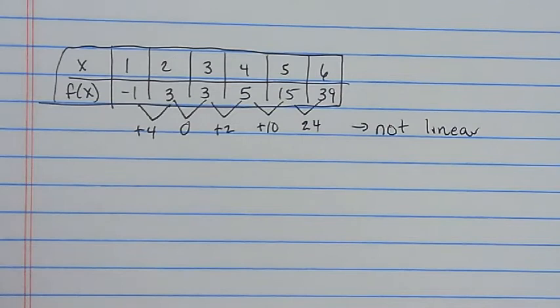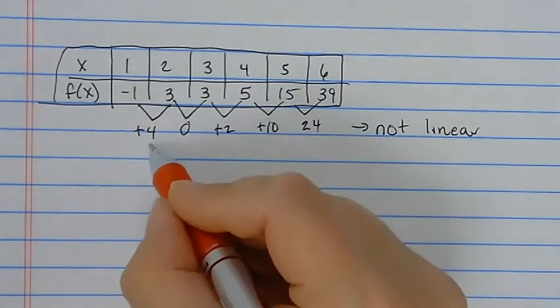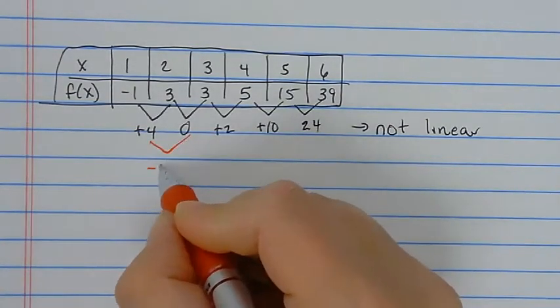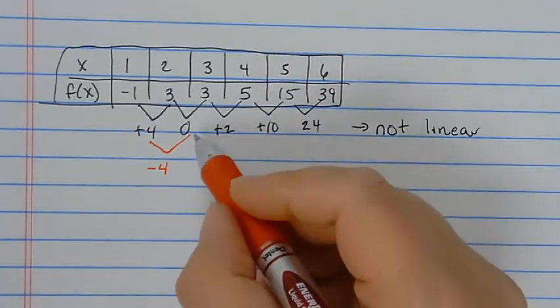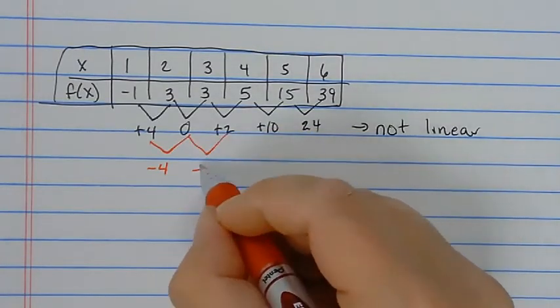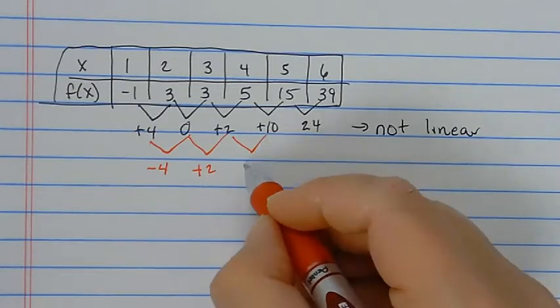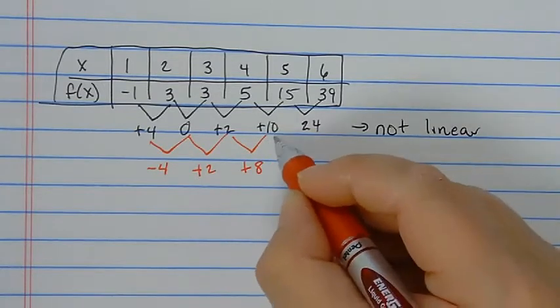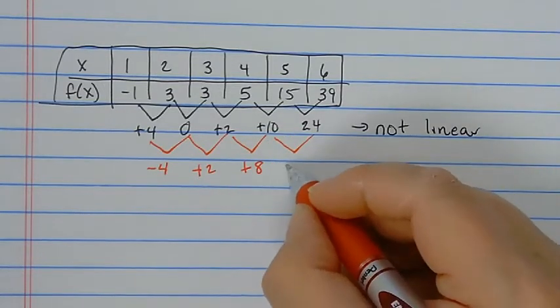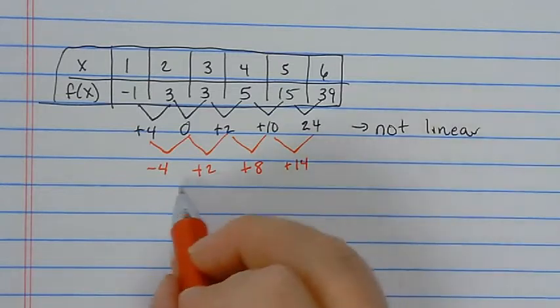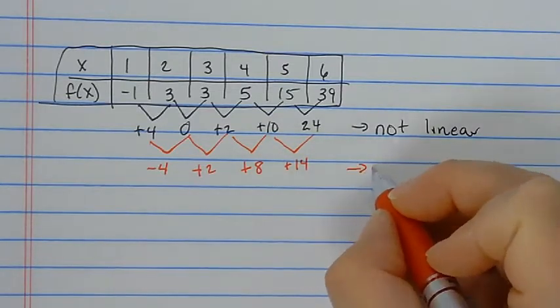All right, let's try this again to see if it's quadratic. From 4 to 0, that is down 4. 0 to +2 is up 2. 2 to 10 is up 8. And 8 to 24 is up 14. This is not constant, so it is not quadratic.